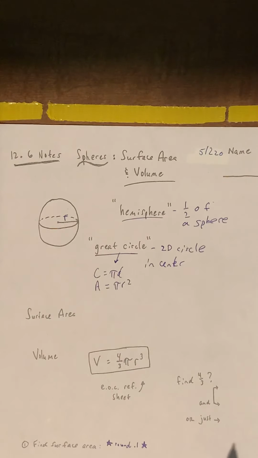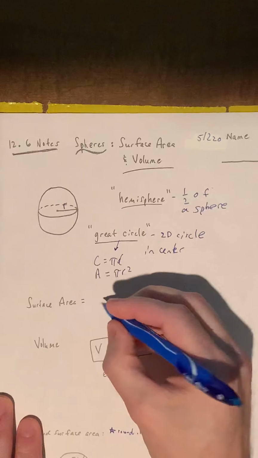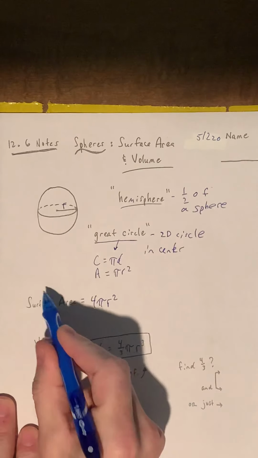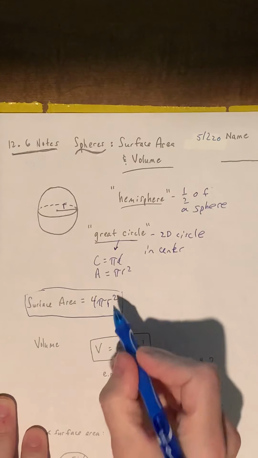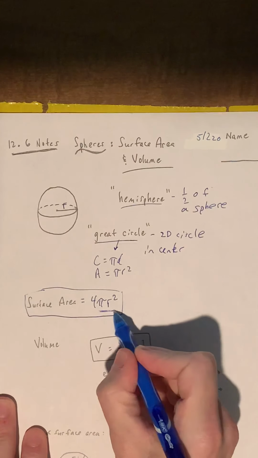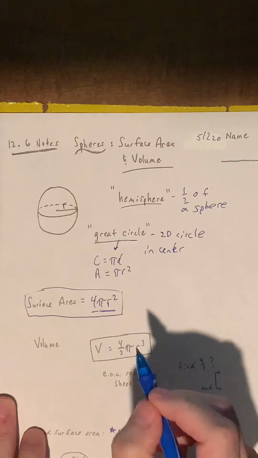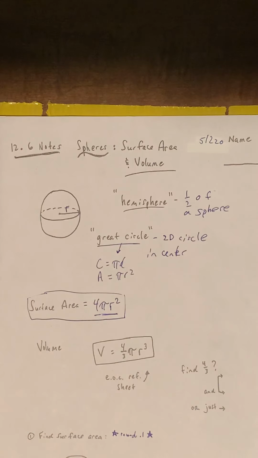Okay, let's go and look at the formulas. The surface area of a sphere is 4 pi r squared. So you'll see pi r squared like a normal circle area, and then you just times it by 4. So 4 pi r squared, surface area of a sphere.